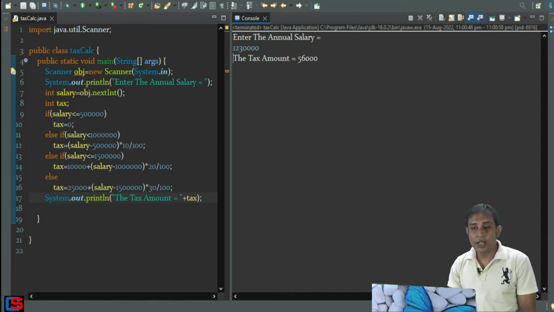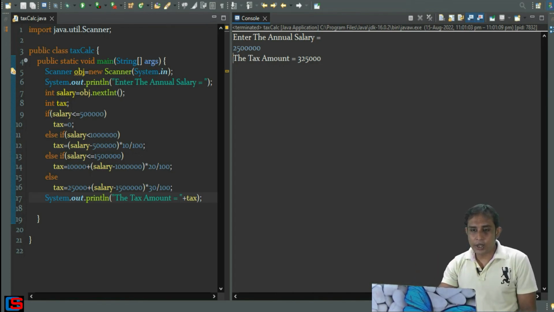Then the tax amount is 56,000. Then I run the program again and enter the value 25 lakhs. Then what happened? The tax amount is 3 lakhs 25,000, when the salary is more than 15 lakhs.